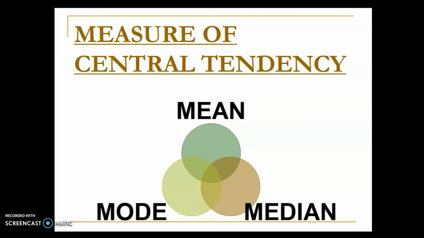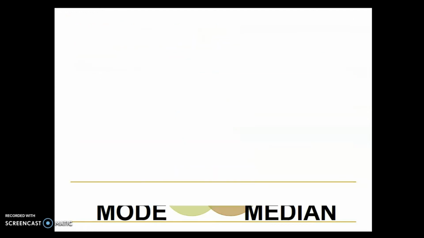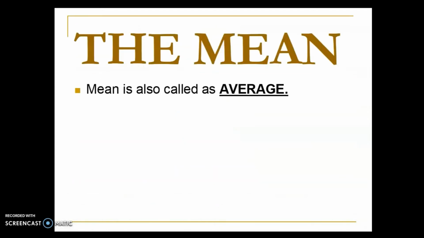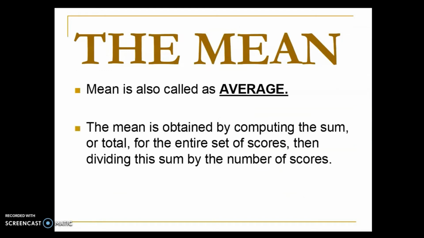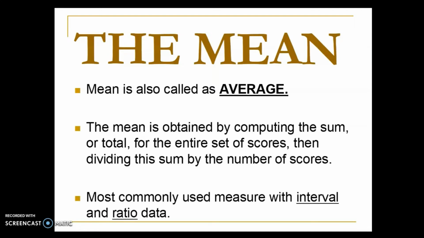Mean, which is known as average, median, the middle value, and the mode, the most occurring value in the given data. So in this video, we'll only focus on the mean. So what is mean? Mean is also called as average. The mean is obtained by computing the sum or total for the entire set of scores, then dividing this sum by the number of scores. Mean is the most commonly used measure with interval and ratio data.